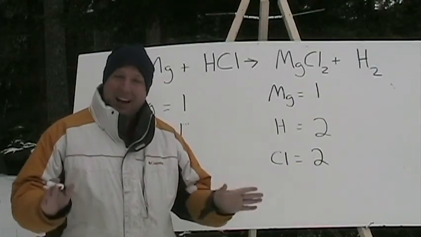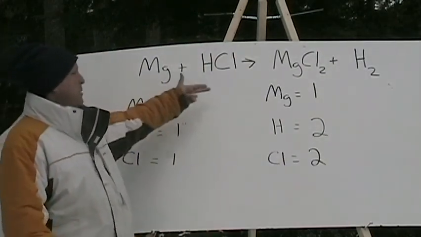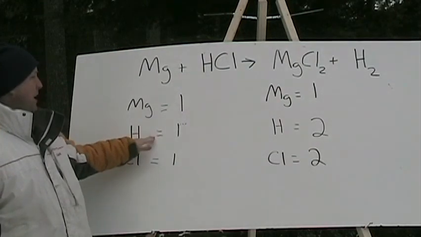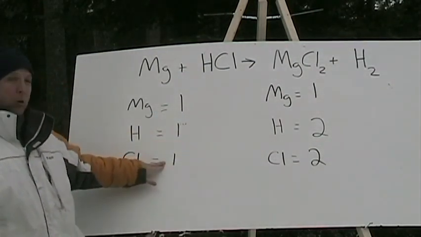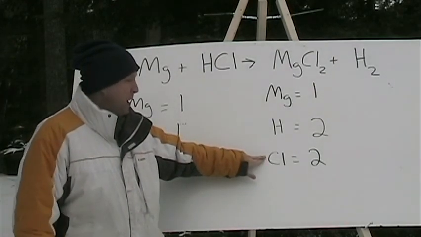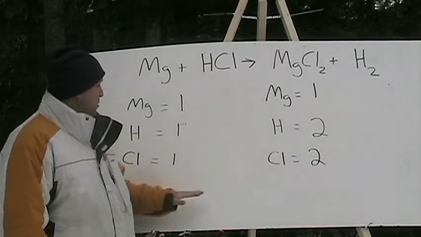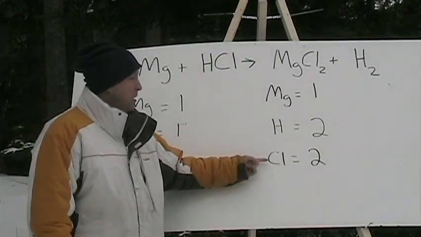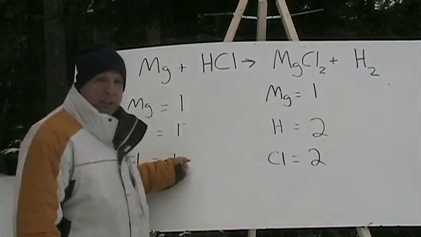Hi students. So what we're looking at here is we have 1 magnesium on both sides, one hydrogen on the reactant side and two on the product side. We have one chlorine on the reactant side and two chlorines on the product side. So let's go ahead and address the chlorines first. We have one over here and we have two over here. So we have to get two chlorines on this side of the equation.